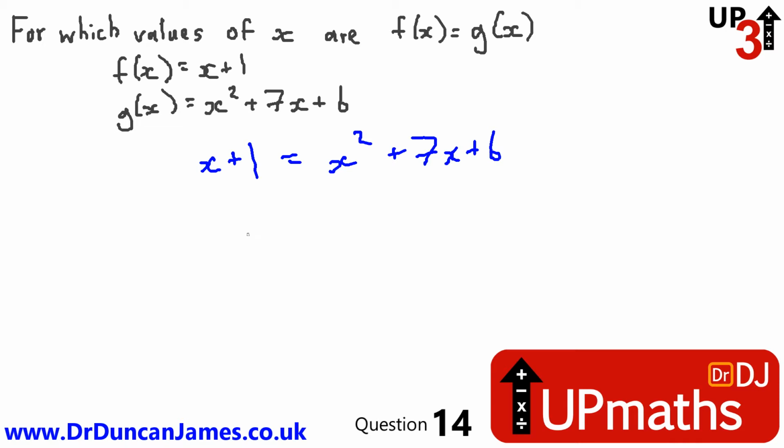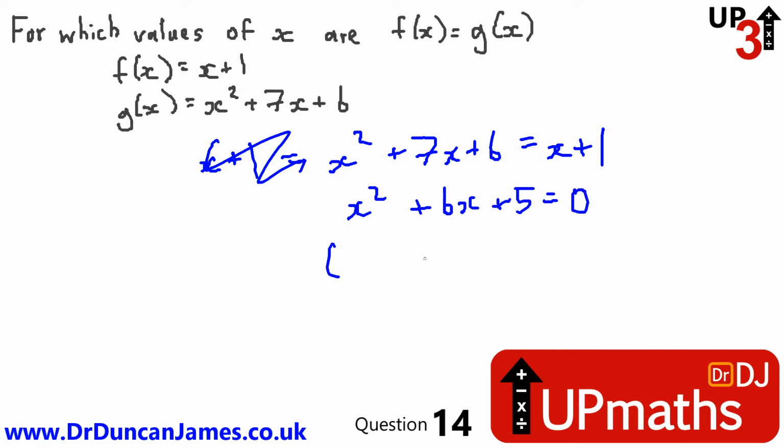Using the standard approach, do you know what I'm going to immediately do? I'm going to sling that over the other side. So I'm used to seeing the x squared on the left hand side. Minus x from both sides, minus 1 from both sides. Now I've got it equal to 0. Now I can try and factorise it.